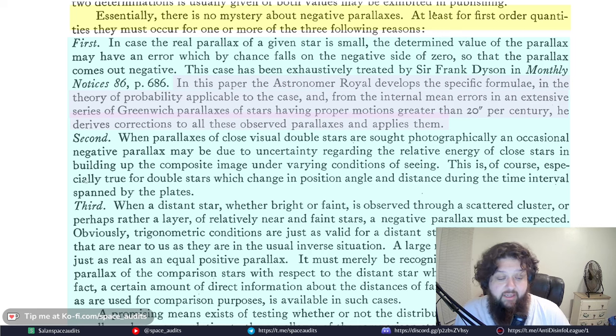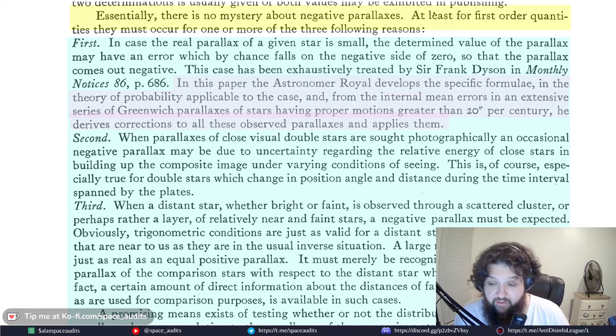What's the handbook say? Three, when a distant star, whether bright or faint, is observed through a scatter cluster, or perhaps rather a layer of relatively near faint stars, a negative parallax must be expected. Obviously, trigonometric conditions are just as valid for the distant star with comparison stars that are near to us, as they are in the usual inverse situation.